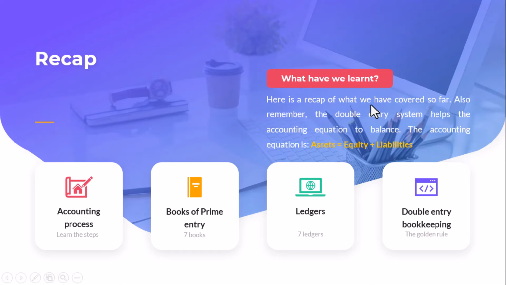So here's a recap of what we've covered. Remember, the double entry system helps keep the accounting equation in balance. So the accounting equation is that assets equals equity plus liabilities. We've looked at the accounting process. You need to learn the steps. We looked at the books of prime entry. There were 7 books of prime entry. We've looked at ledger accounts or ledgers. There are 7 ledgers. We've looked at the double entry bookkeeping and the golden rule of accounting.